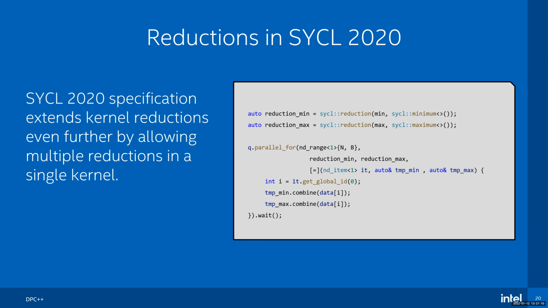Yeah, and again, reductions in SYCL 2020, one of the new things that came up was you can now do multiple reductions in the same kernel, and that's what you can see here. We have parallel for, and then we have defined 2 different reduction objects, and then we can pass both the reduction objects to do 2 reduction computations with just 1 kernel. So that's something also new that was introduced in the SYCL 2020 specification.